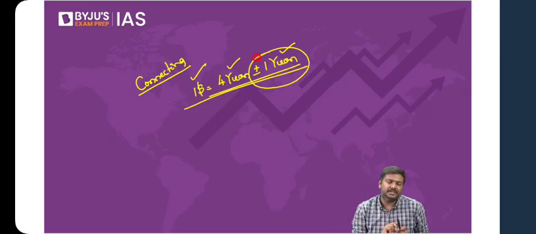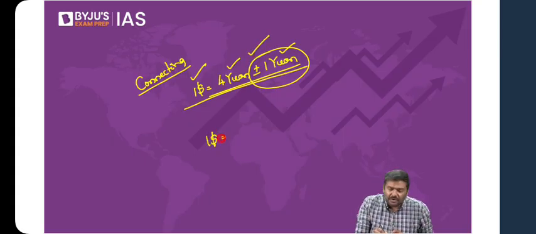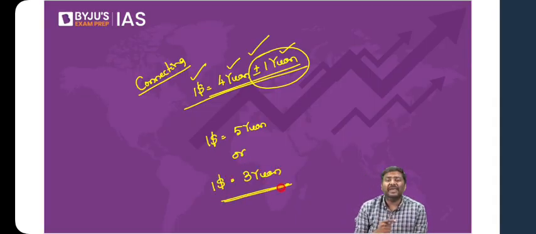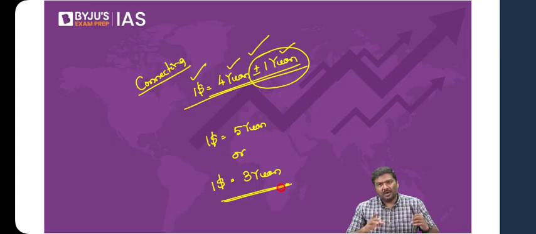For example, sir, what do you mean by this? If I use a floating peg like this, the value of $1 at the maximum will reach 5 yuan, or the value of $1 at the least will reach 3 yuan. All of you okay with this? I'll repeat it. The question is, what is this currency pegging? Currency pegging means in exchange rate, rather than allowing only the market forces to determine your exchange rate, you are deciding what is the maximum value of your currency and what is the lowest value of your currency. This is called a floating peg.